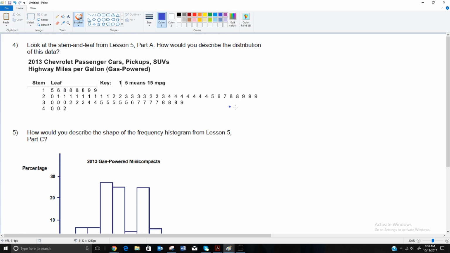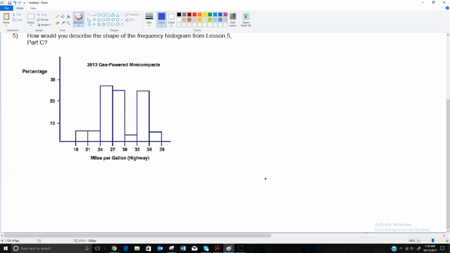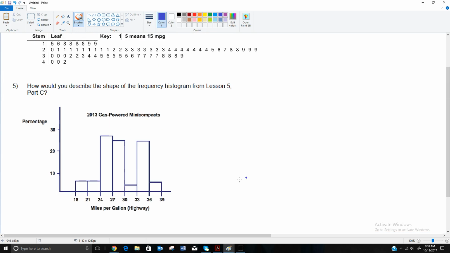But it does peak in the middle, in the 20s. So how would you describe it? That's what they're looking for when they're asking for those descriptions. And then this isn't in your notes. This is the nice version of the histogram that we made in 5C.